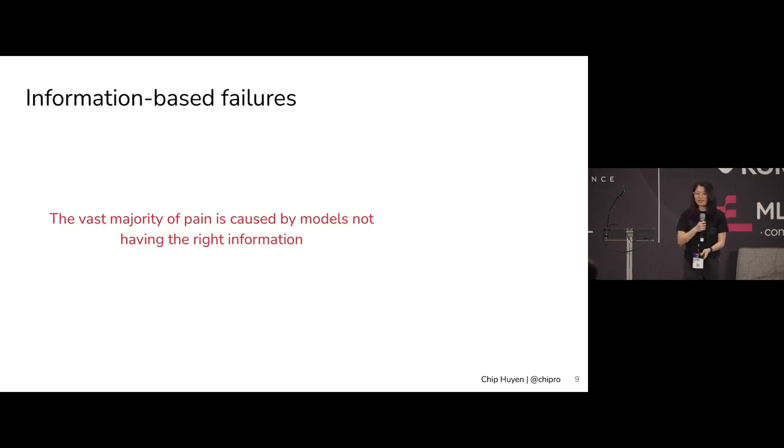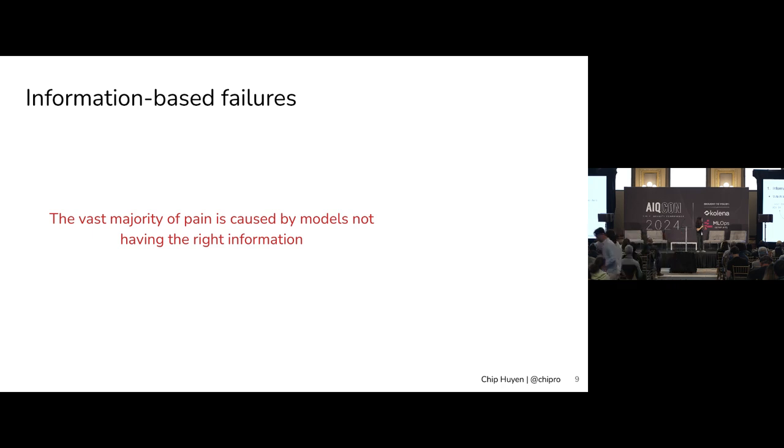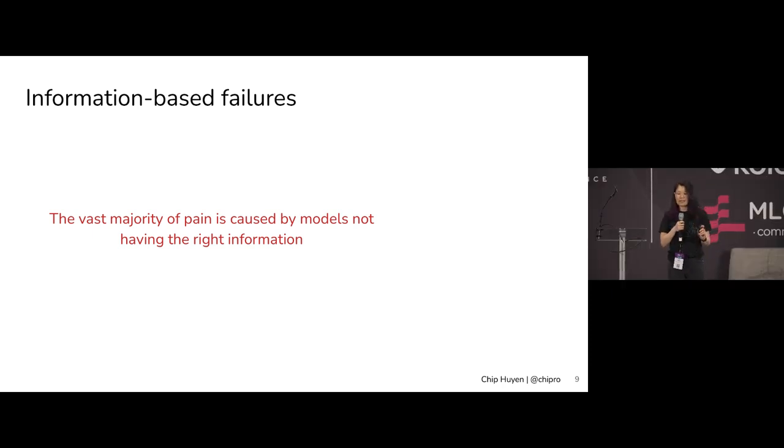So the first one is information-based failures. I think the slides have changed and this does not, oh okay, this is an older slide, but it works. I would say that information-based failures cause the vast majority of pain in AI systems today.